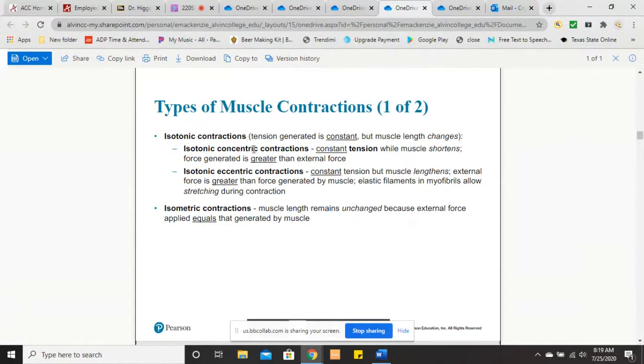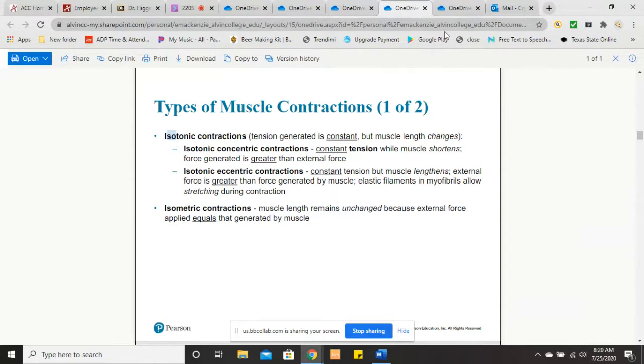We group them up. There are two major types. There is an isotonic contraction and an isometric. You got to know the difference. And like always, their names give you a hint. Just break down the names. Remember, iso means the same. Tonic in this means tone or muscle tension. So when you say isotonic, you're saying this tension stays the same.